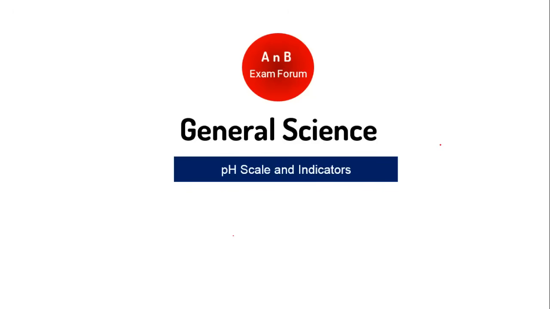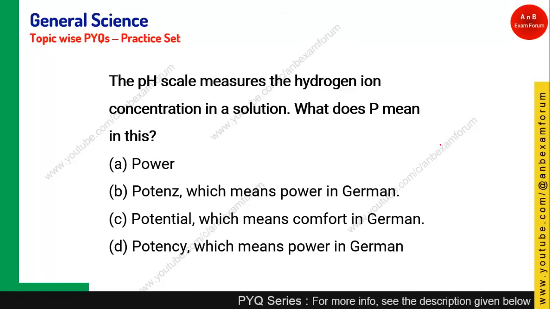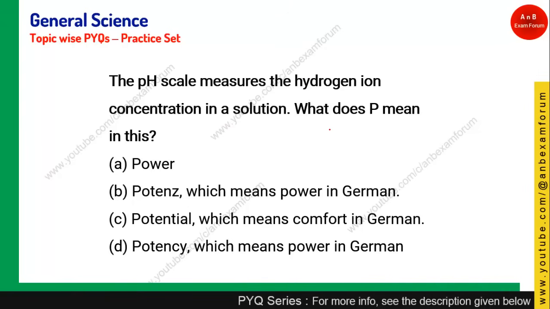The next topic in general science is from chemistry, that is the pH scale and indicators. And the question says the pH scale measures the hydrogen ion concentration in a solution. What does P mean in this? Okay, so you have these four options. Students, it is a tricky question.